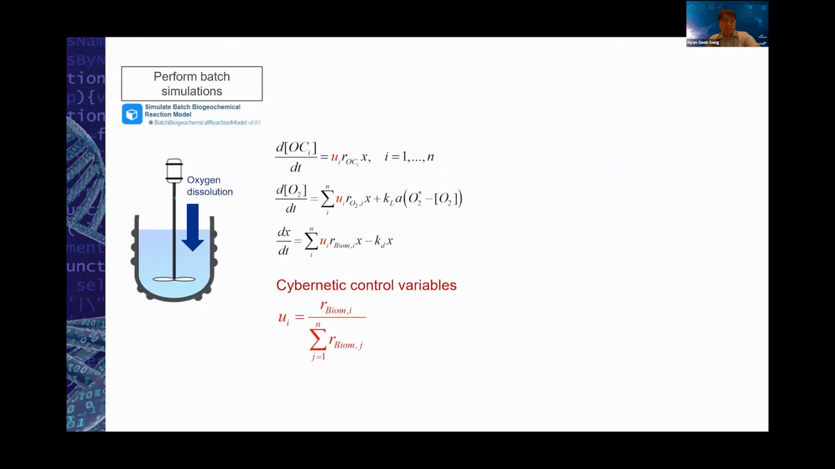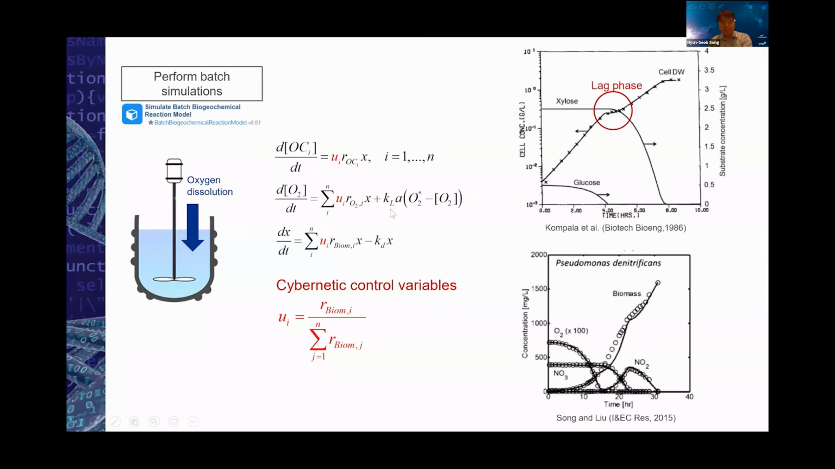And then perform the batch simulations, and we can simulate these ordinary differential equations. And then I have considered here the oxygen dissolution because oxygen is continuously dissolved into media. And this is the term for how fast the oxygen can be dissolved into the media. And then this is organic carbon term, oxygen and biomass. But I have introduced here cybernetic control variable U. This is very, very important to make our prediction results consistent and reasonable. If you don't have this, you will see that soon, your prediction on specific growth rate is unreasonably high.